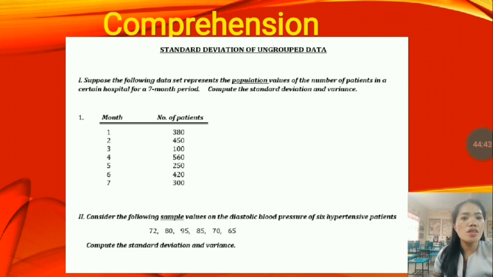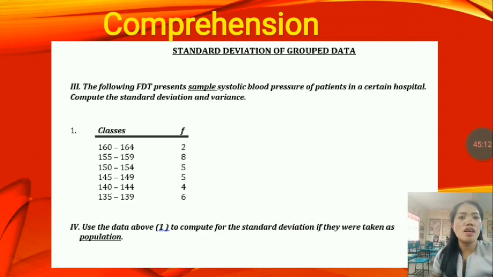Now, consider the following sample values in the diastolic blood pressure of 6 hypertensive patients. You have 72, 80, 95, 85, 70, 65. Please compute the standard deviation and variance. Okay. So, please take note of the symbol you are going to use if it is population and if it is sample. Let's proceed to the next one.